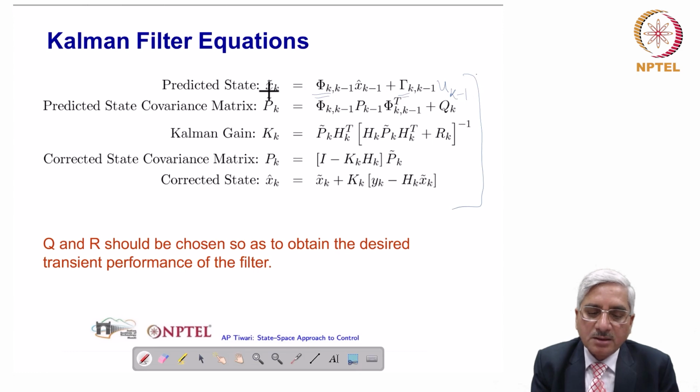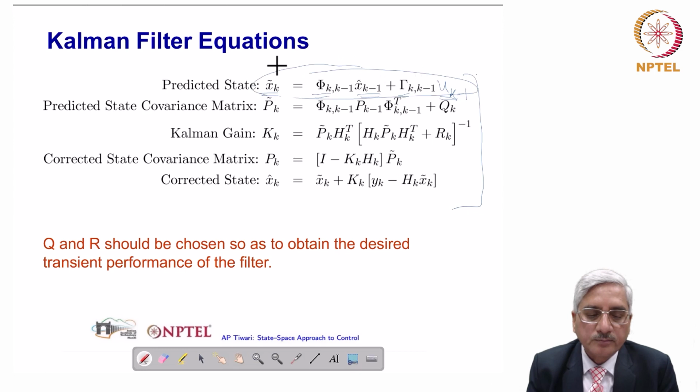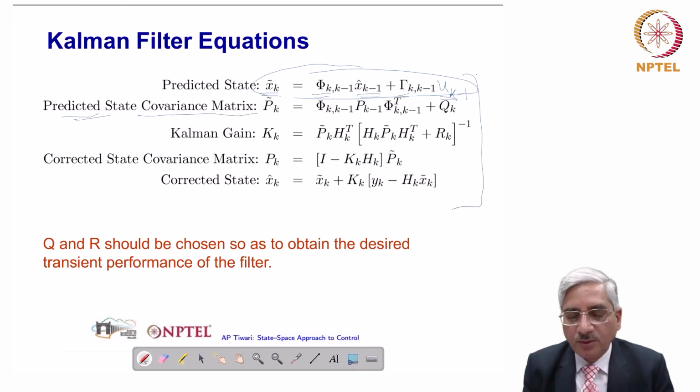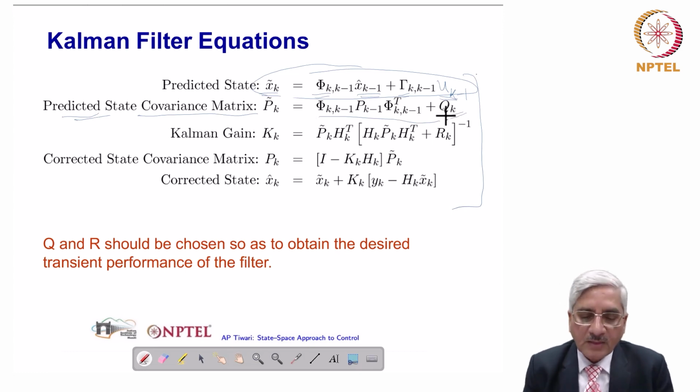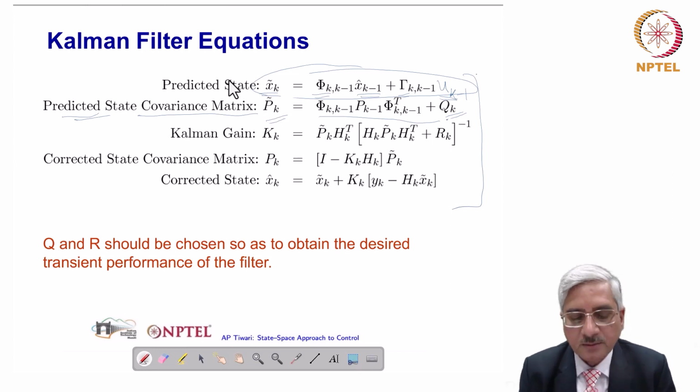So we predict the system state from the knowledge of the previous estimated state and the input. No noise consideration as far as the prediction is concerned. And we also predict the value of the state covariance matrix, which is given by this. Q_k should be known or should be assumed. Now, this is called the a priori state and a priori value of the covariance matrix.